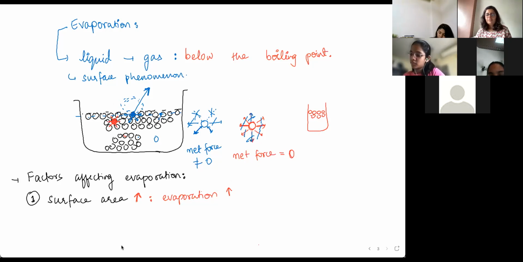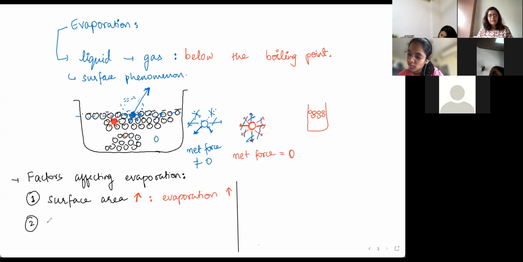Can you guys tell me what the application of this is? How do you use this in real life? Surface area increases, so evaporation increases. We spread out the clothes more. Yeah. When you're drying clothes, do you fold them and put them somewhere, or do you spread them out? So what is spreading out doing? You're increasing the surface area. You're exposing the whole surface of the clothes to dry out instead of bunching it up together. Okay.